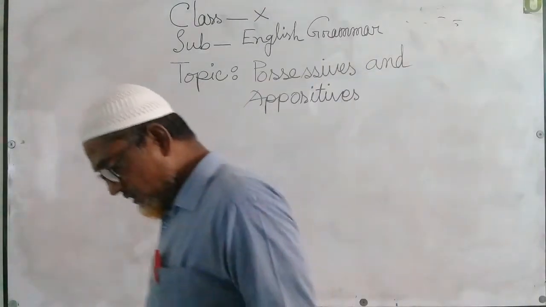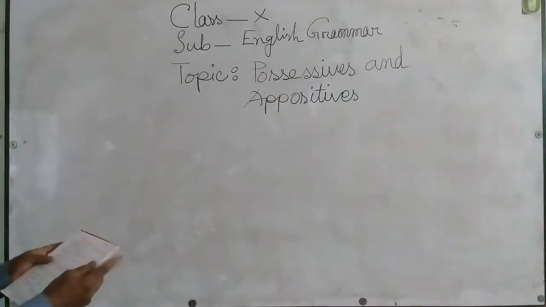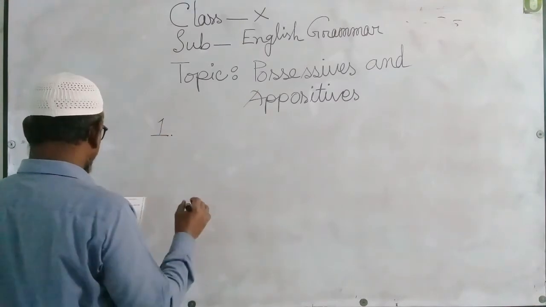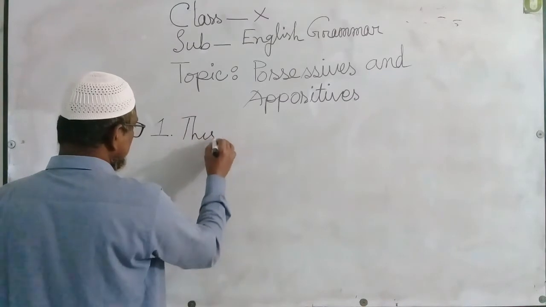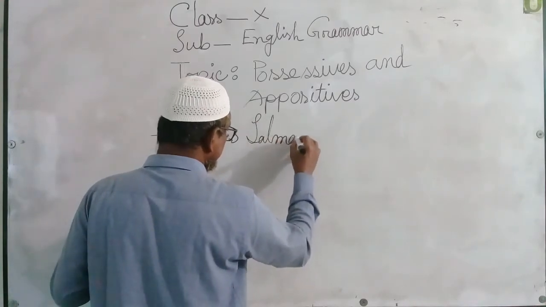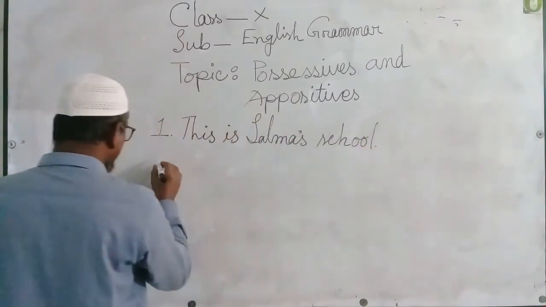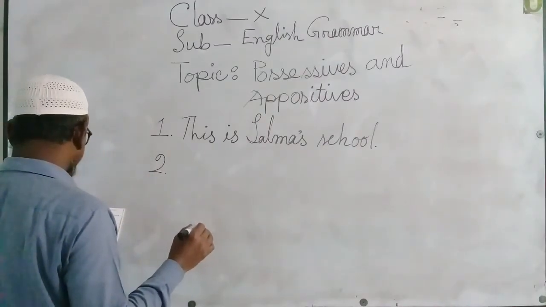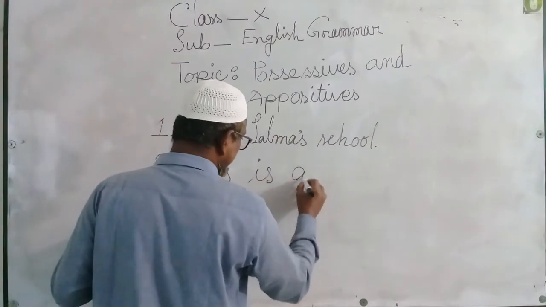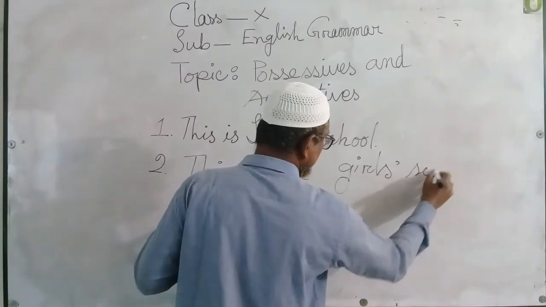Students, I am writing two sentences on the board. Notice these two sentences. Number one, this is Salma's school. Number two, this is a girls' school.